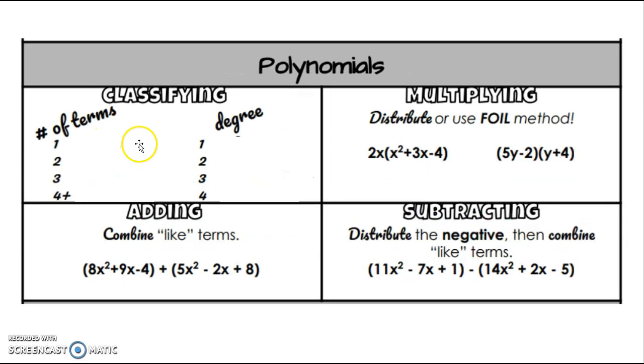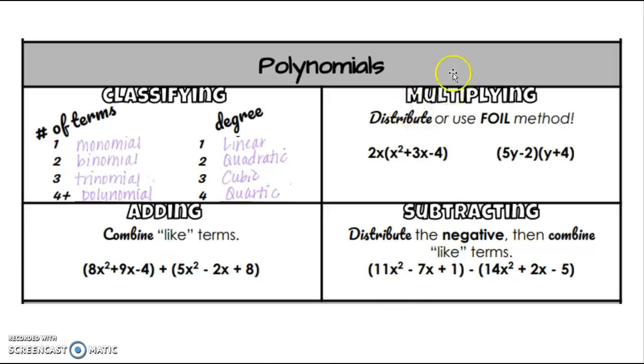We did talk about how we can classify polynomials by the number of terms. You can have 1, 2, 3, or 4 or more terms, and here are the words that we use to describe those things. And we can also classify our polynomials by the degree, or the highest power.